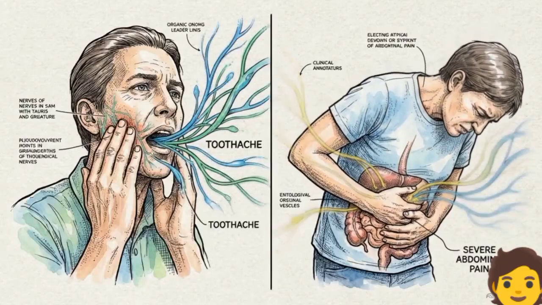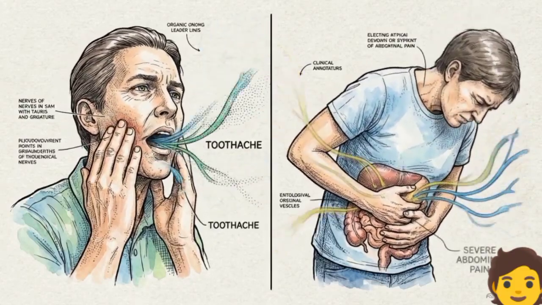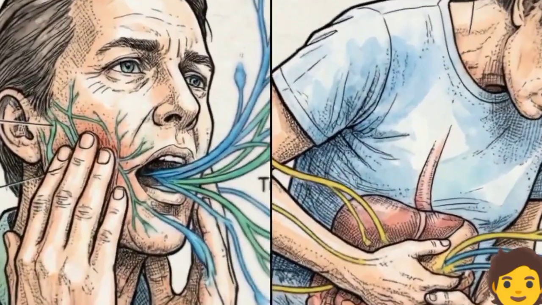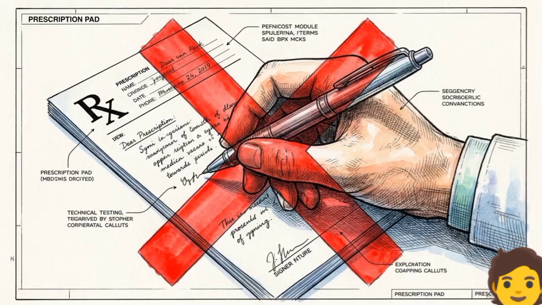A toddler with a toothache and an adult doubled over in violent intestinal colic present entirely different physiological crises, yet both will likely be prescribed a drug carrying the exact same brand name, Meftal. Prescribing the wrong variant of this drug family is a critical clinical error.